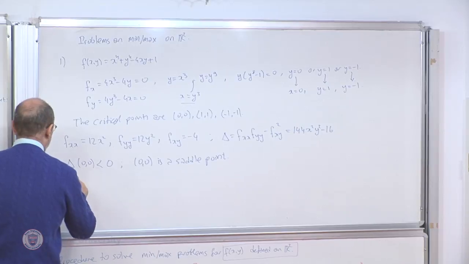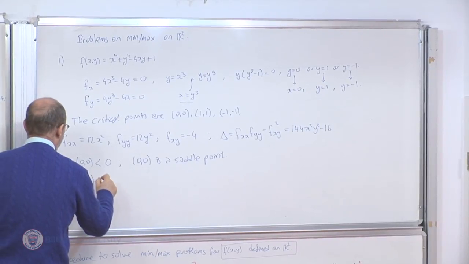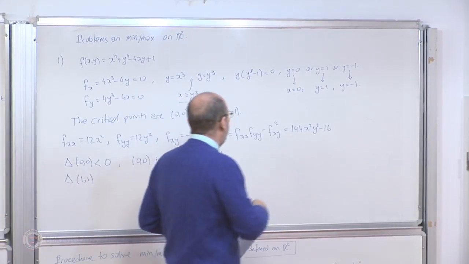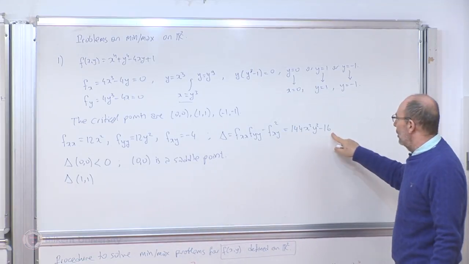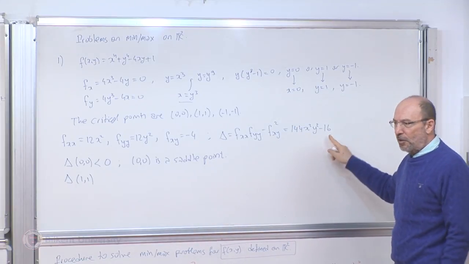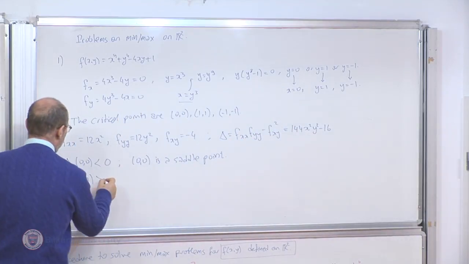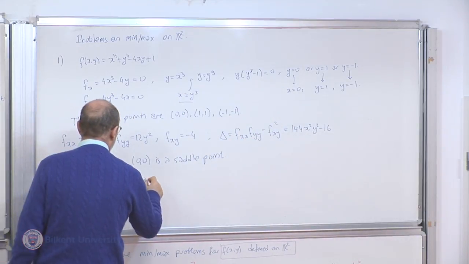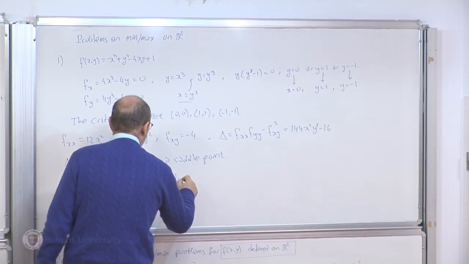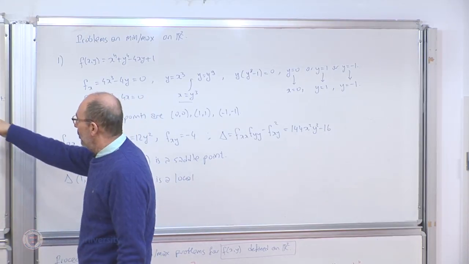Now I calculate the discriminant at (1, 1). Here x and y are 1, so this is 144 minus 16, which is positive. No need to stretch your brain to find the exact value. This is positive, so (1, 1) is a local minimum.